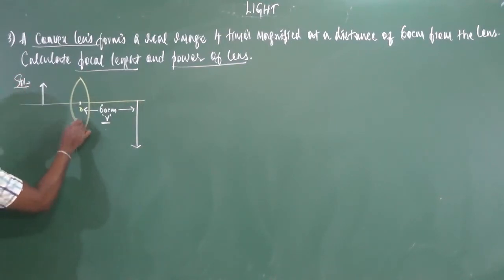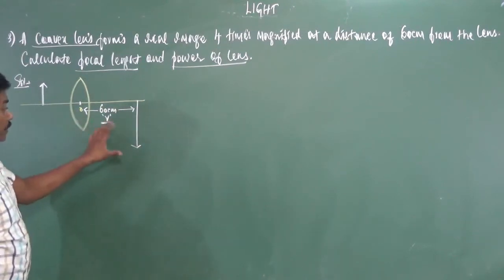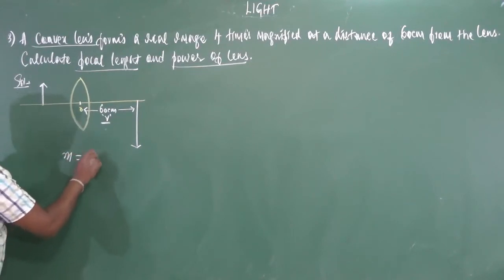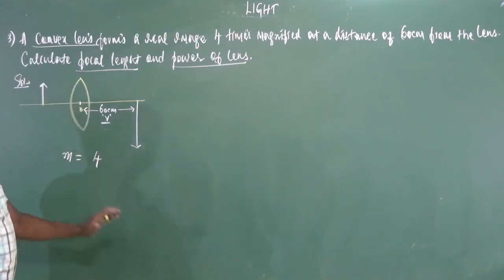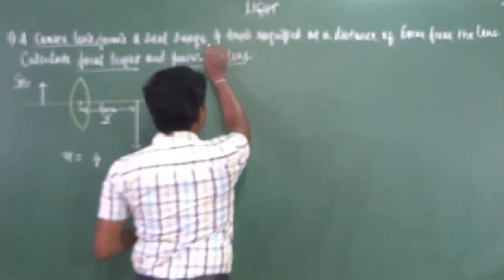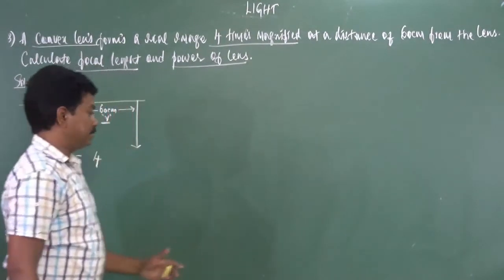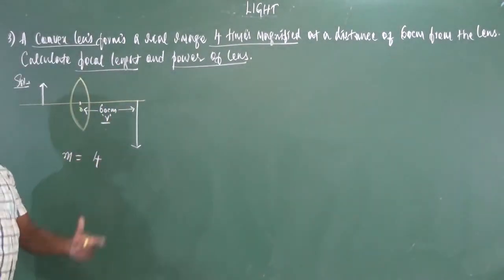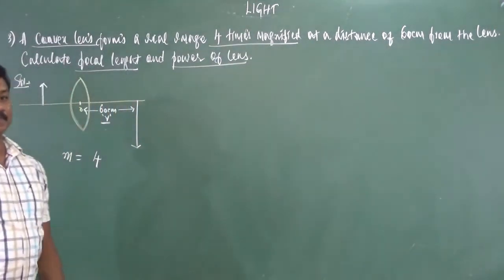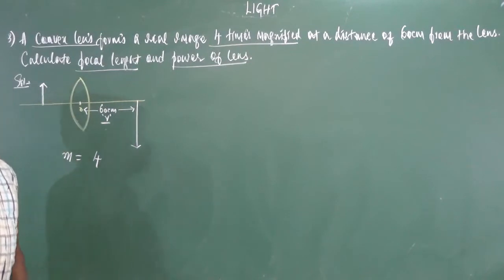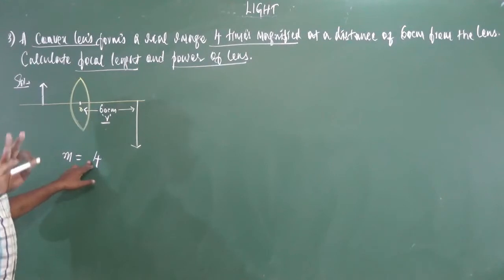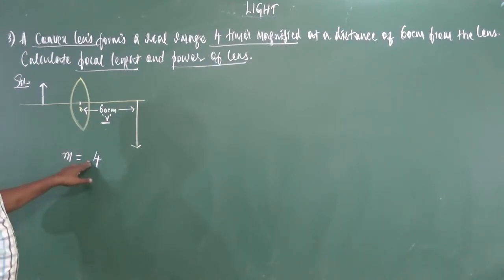Alright, so this is not required for you in the examinations, just for your understanding I am doing all these things, right? So m is equal to 4, I am going to write the value. So a convex lens forms a real image 4 times magnified. 4 times magnified value is m is equal to 4. So now the question arises, is this m positive or negative? Very important, very important. If you take the sign just opposite to what is required, everything is gone. So think before applying sign to this.